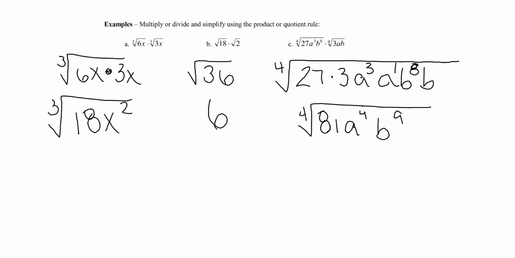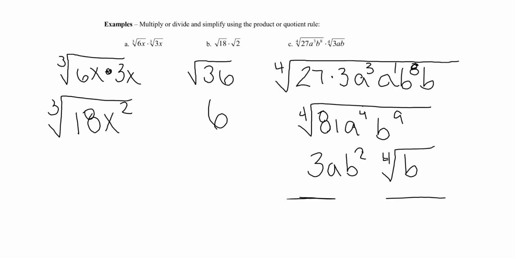Now, if you look at this one, we can do some simplifying here. The 4th root of 81 is 3. A to the 4th: 4 divided into 4 goes 1 whole time. So I have a 3a. And then 4 divides into 9 twice. So I have b squared, but I do have a remainder. I have one of those b's left over. So I'm going to leave that under the radical. So I'll have 3ab squared, 4th root of b. And that's my final answer.